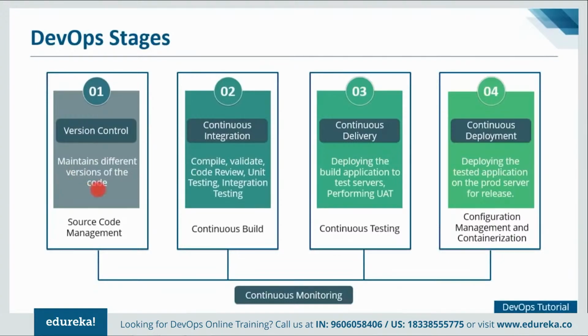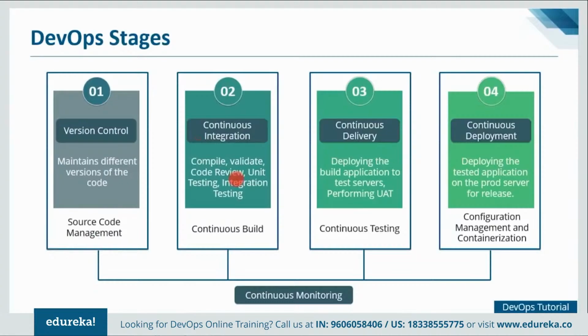To answer all of these questions, we use version control tools like Git, Subversion, etc. These tools will maintain different versions of the code. So even if I want to revert back to the previous commit, I can go ahead and do that. I can go ahead and check out the previous version of the code as well. That is what basically source code management or version control is.